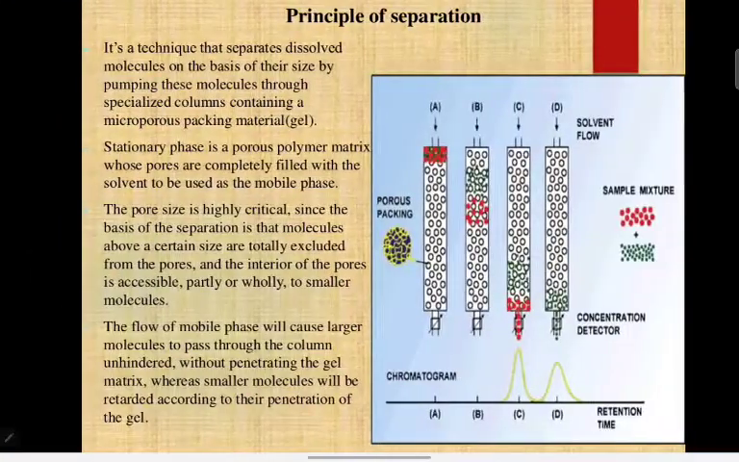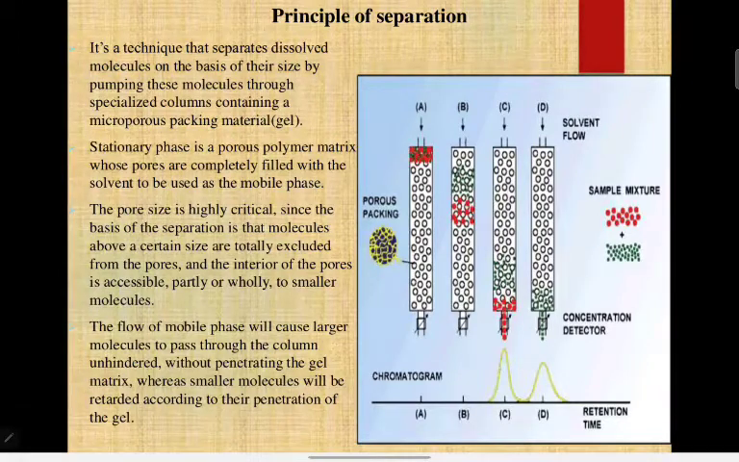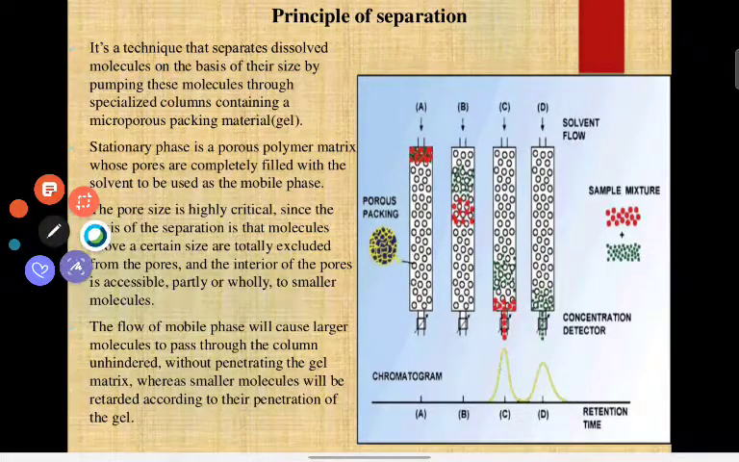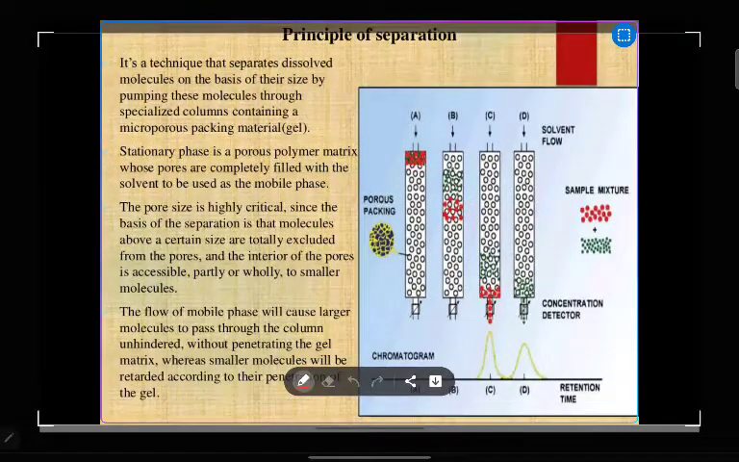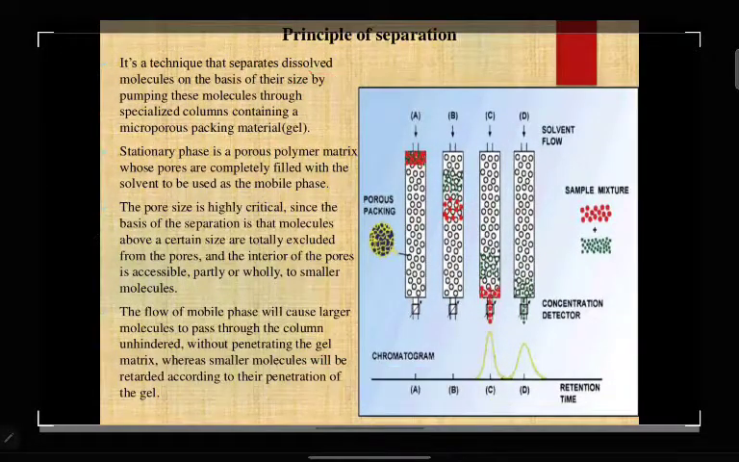Then moving to the next slide, principle of separation. How the separation happens in gel chromatography or gel permeation chromatography, we will see now. So, as I told in the definition, here we are going to separate our compounds or molecules based on their molecular size, isn't it? So, based upon the molecular size, we are going to separate our components.